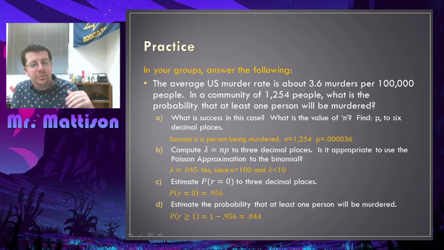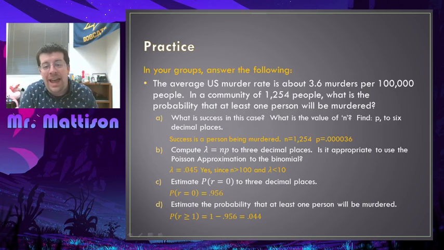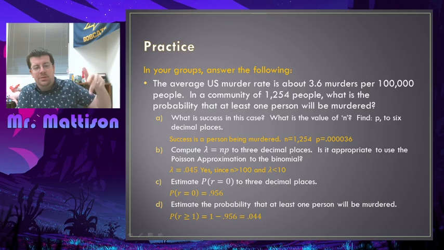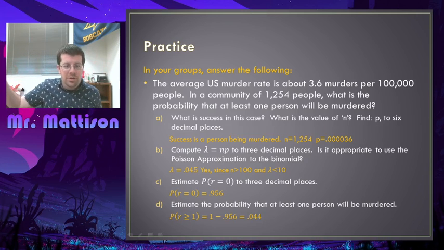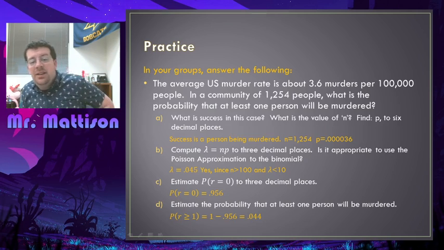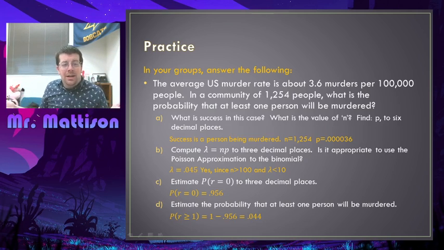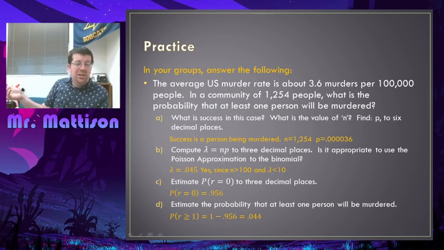Okay, well, what if I want to say what's the probability of at least one person being murdered? Well, I could do the Poisson for 1 person, for 2 people, for 3 people, for 4 people, all the way up to 1,254 people. But that's going to take a whole lot of time, where I could just find the probability of no one being murdered, and do 1 minus that. Since I already found that, super easy. 1 minus that 0.956 gives me about 0.044 chance of at least one person being murdered, right?